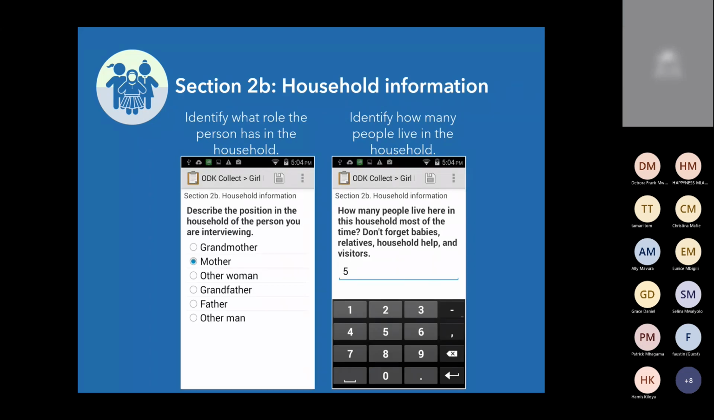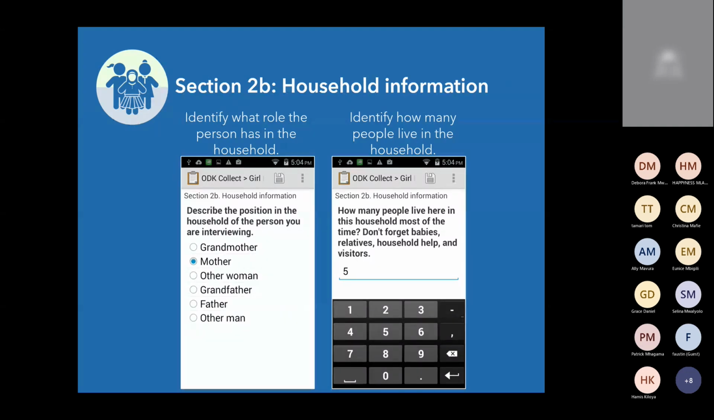Then you're going to do household information. So this is the part where we have stopped off. And so now we're on section 2B. You're speaking with someone, so you're going to identify what role the person has in the household. Are they the grandmother, the mother, another woman, a grandfather, a father, or some other man, like an uncle, a brother, and so on.